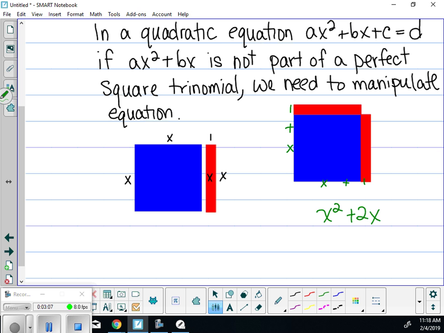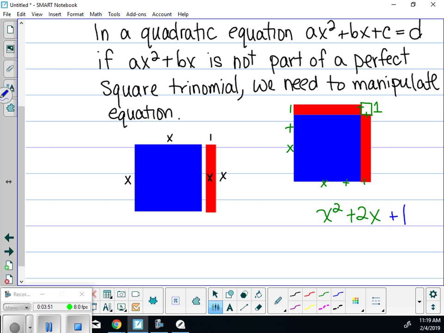Is it a square yet, though? What's missing? How much is missing? A cube, and its dimensions are 1 and 1, which gives us 1. So we would have to add 1 unit to this to make it a perfect square.